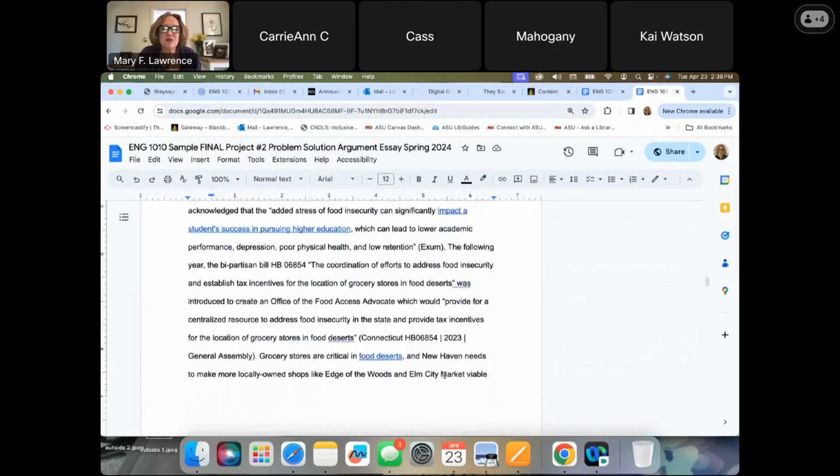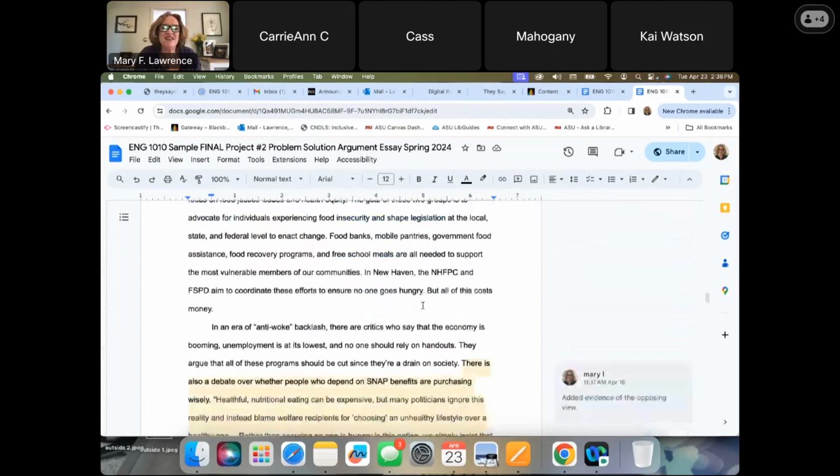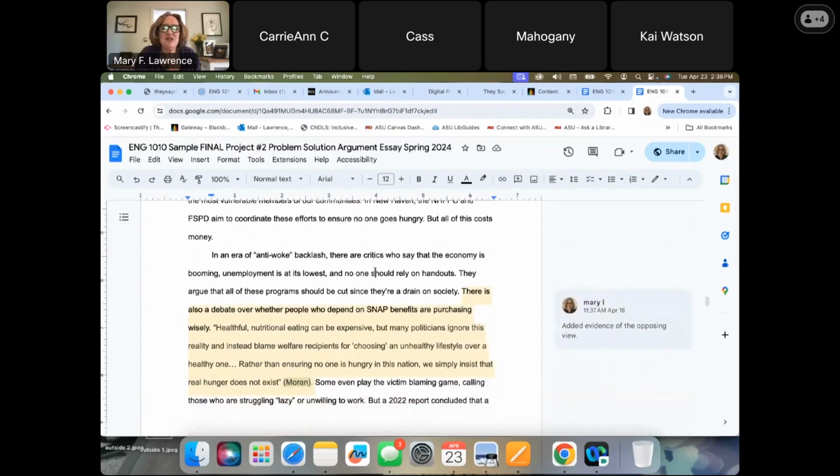So then this paragraph was pretty much the same. This one, I added the transition in order to address the problem with integration of services. And then this was the opposing viewpoint. So we'll talk a little bit more about this on Thursday, which is how do you address different views? So remember, they may not be exactly opposite of what you're saying, but it's just a different perspective, let's say.